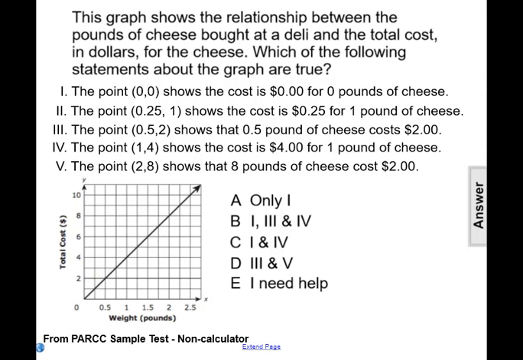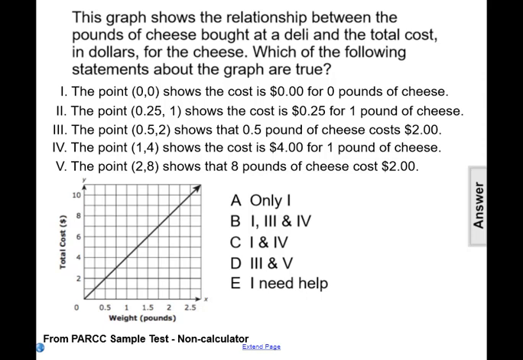This graph below shows the relationship between the pounds of cheese bought at a deli and the total cost in dollars for the cheese. Which of the following statements about the graph are true? So we'll go through each statement, reasoning through what they're giving us or telling us about the graph and see if it's true or false.